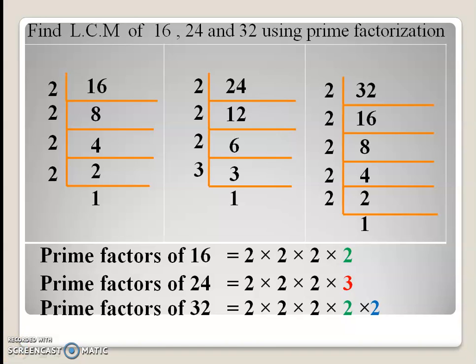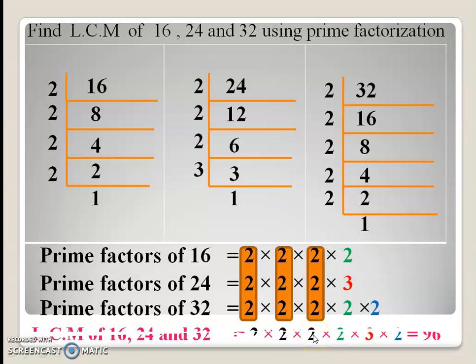Now let's highlight the common factors first. 2 is in all the factors. Similarly, another 2 is also there. Finally, another 2 is also there. Now we have got separate or the different numbers. So 3 times we have got common. So we will take here as 1s, here also as 1, and here also as 1.